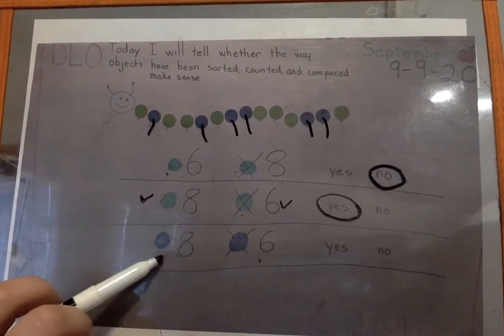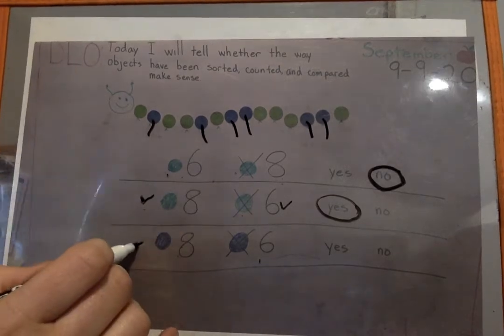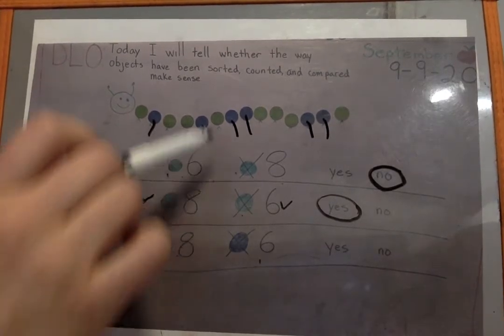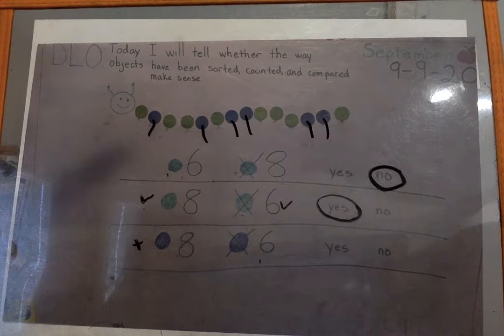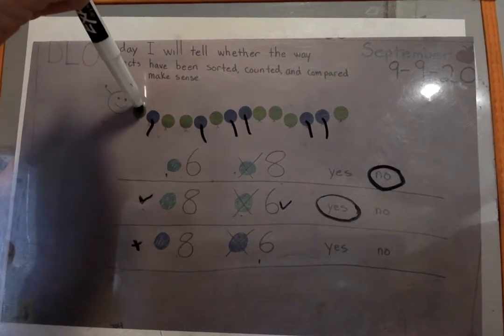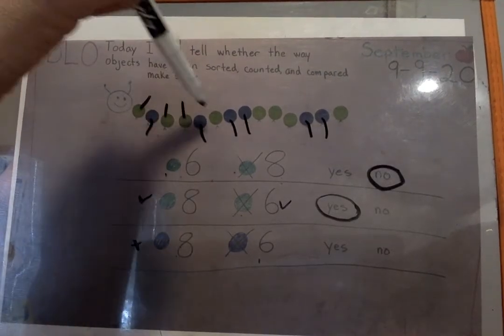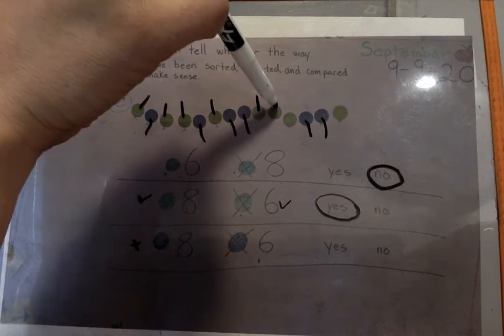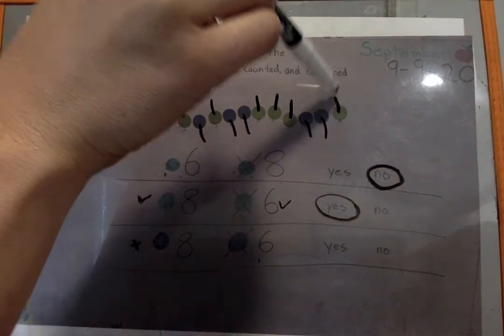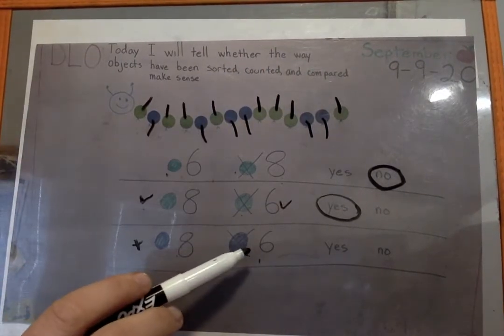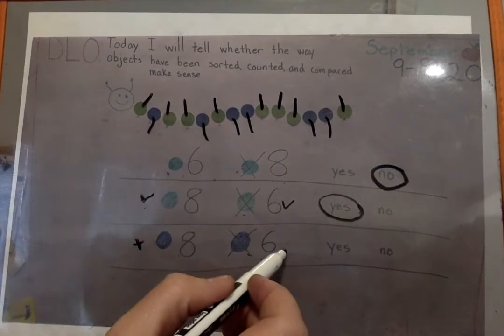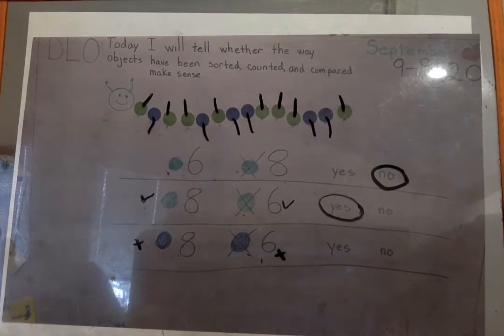This here says there's 8 blue. I'm going to put a little X here. That's not right. And then it says there's 6 non-blue. Let's count the non-blue ones. That's the green. 1, 2, 3, 4, 5, 6, 7, 8. This says there's 6 non-blue, but we just counted 8. That's not right. I'm going to put a little X right there.